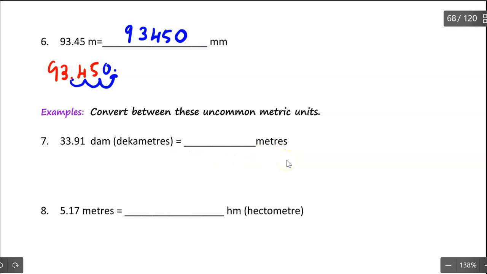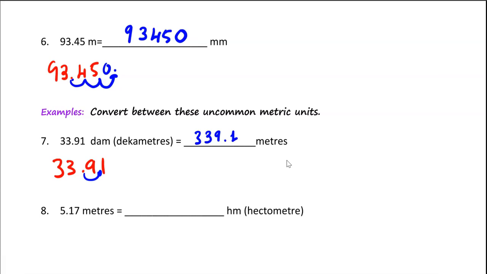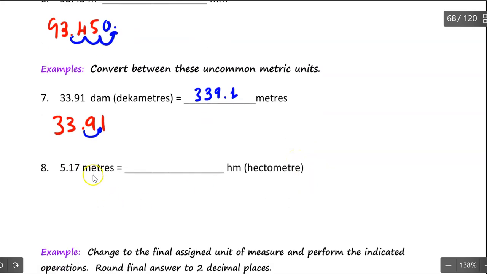So the decimal point is at 33.91. I pick the decimal point and I just have to move 1 space to the right. So I'm going to go like this. That means 33.91 meters to decimeters, my number will be 339.1 meters.